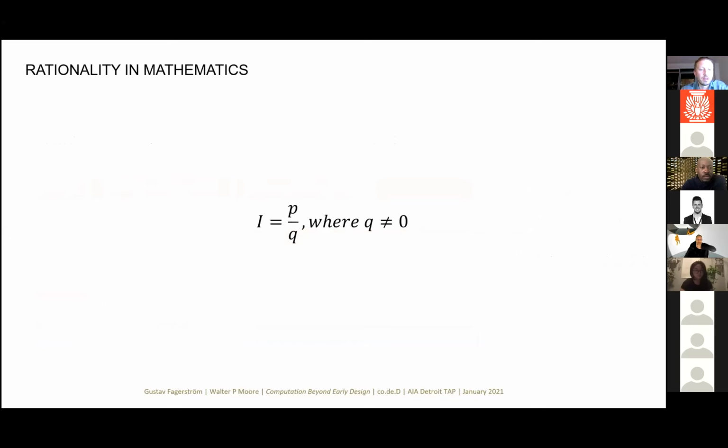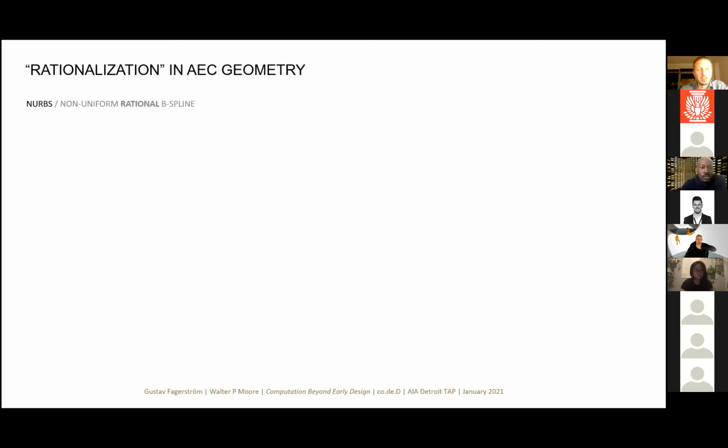So as you might remember from math class, this is the mathematical definition of a rational number, where Q is not equal to 0. Now, rationalization in geometry is actually a little bit counterintuitive, right? Because, for instance, the geometry that we often deal with and often find ourselves having to quote unquote rationalize is, in fact, strictly speaking, rational.